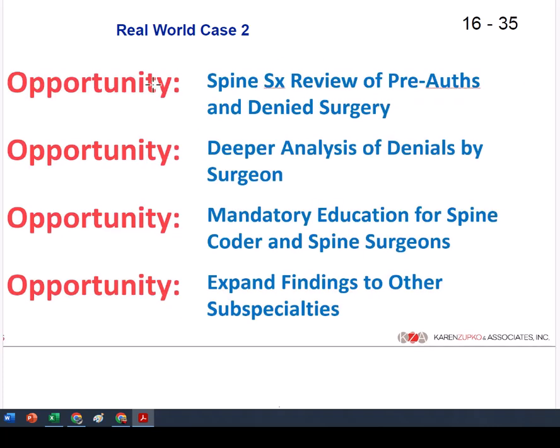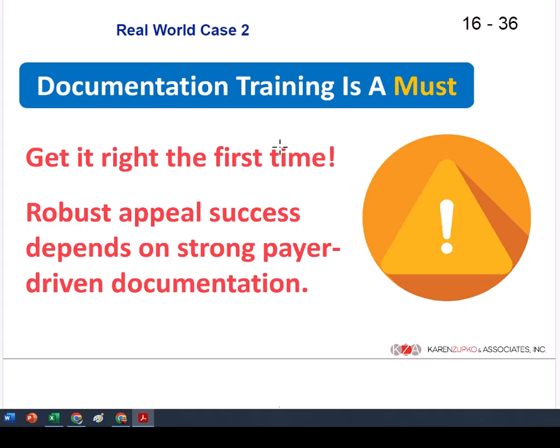Okay, so opportunities: pre-auth, right? Look at your pre-auth procedures. Deeper look by surgeon. Mandatory education for spine coding and surgeons. Expand findings to other specialties. So she did sports and spine. So she's suggesting that they expand to the other specialties, because this is all fixable stuff. Documentation training is a must, right? You got to get that documentation done.